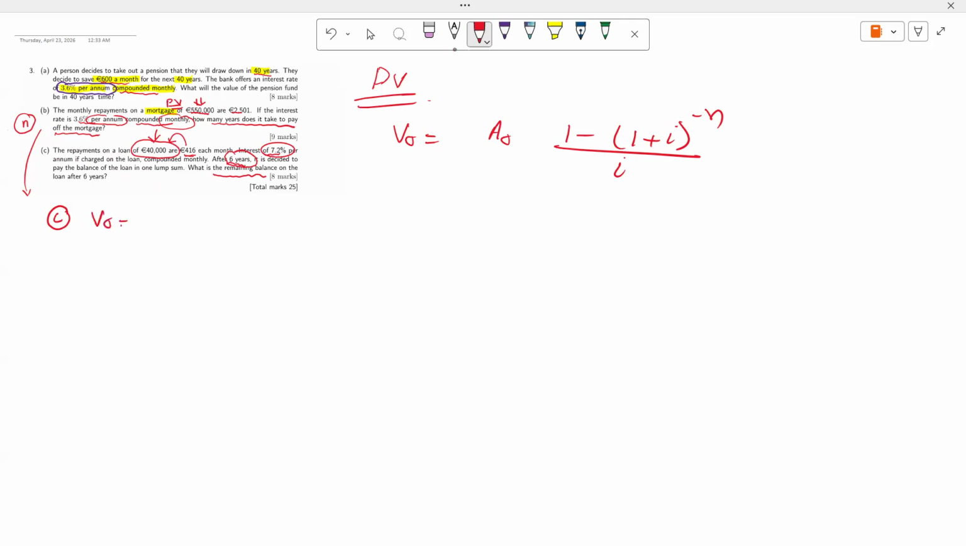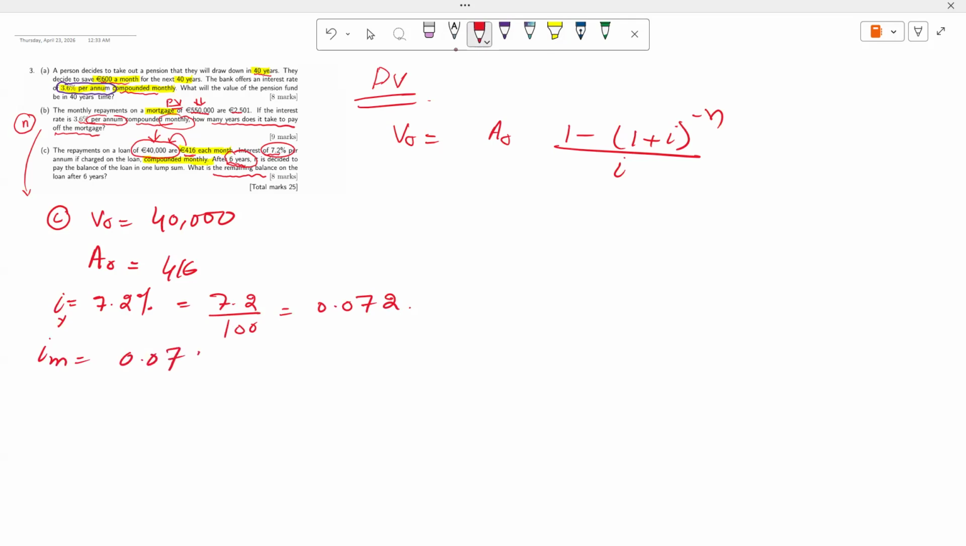So your V naught is 40,000 and your A naught is 416 euros every month. And your i is on a yearly basis. This seems to be 7.2%, but your compounding is being done on a monthly basis, and you're repaying on a monthly basis. So 7.2 percent means 0.072. And if I convert this to a monthly basis, I would get 0.006, right?